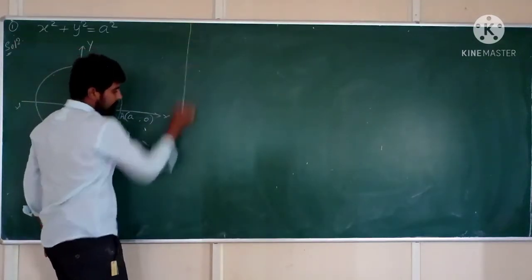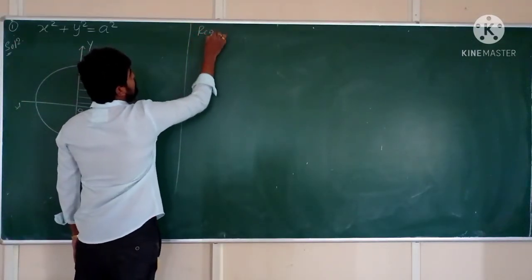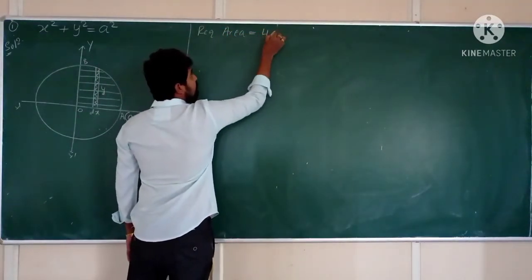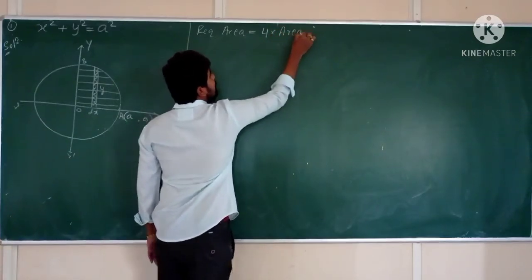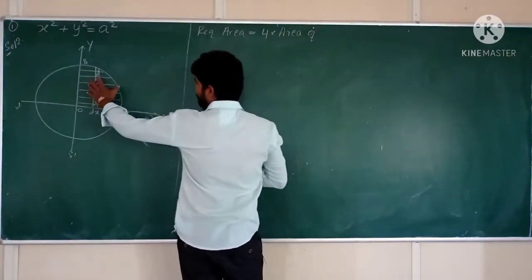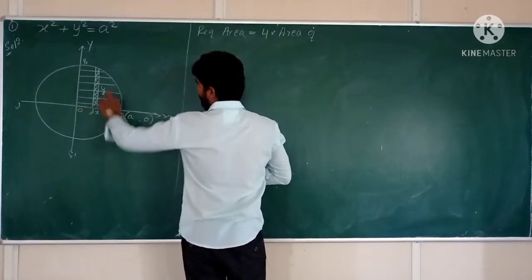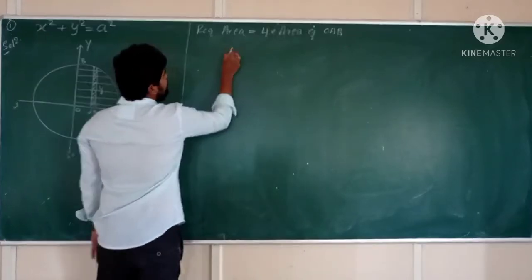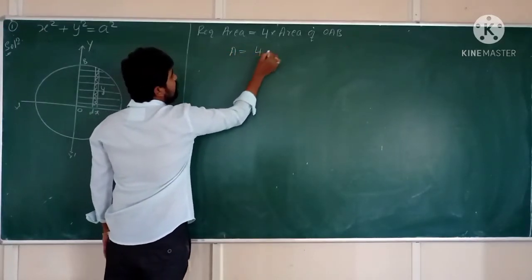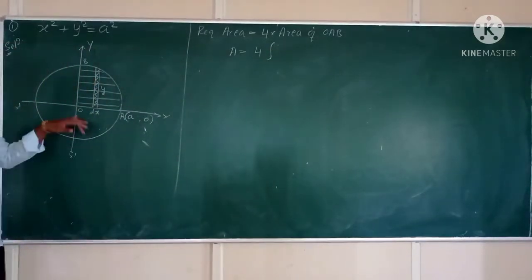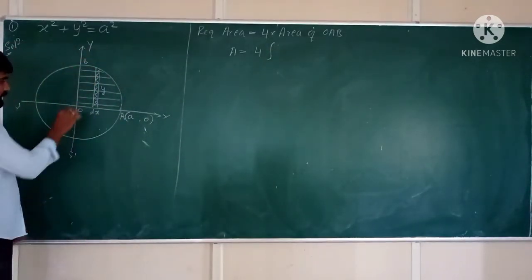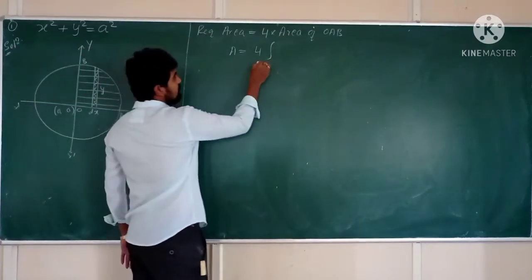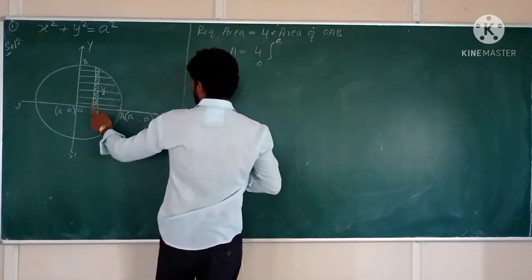Therefore, required area is equal to 4 times of area of the circle present in first quadrant, that is area of OAB. Hence, required area A is equals to 4 times of integration. For the area OAB, x is varying from 0 to a. Hence, integration from 0 to a, y dx.